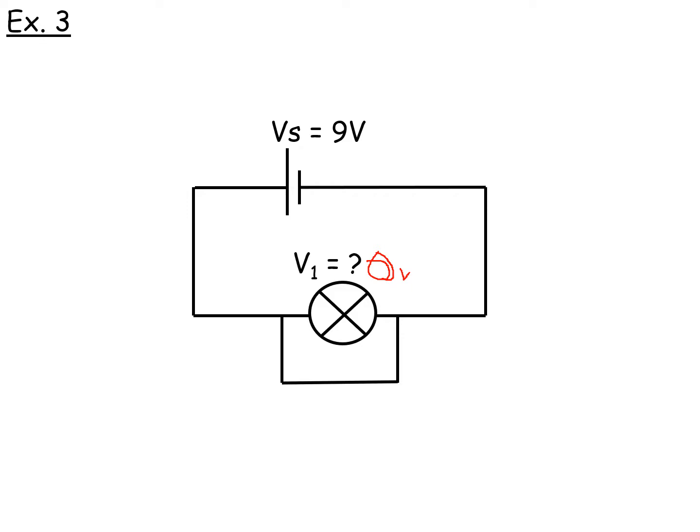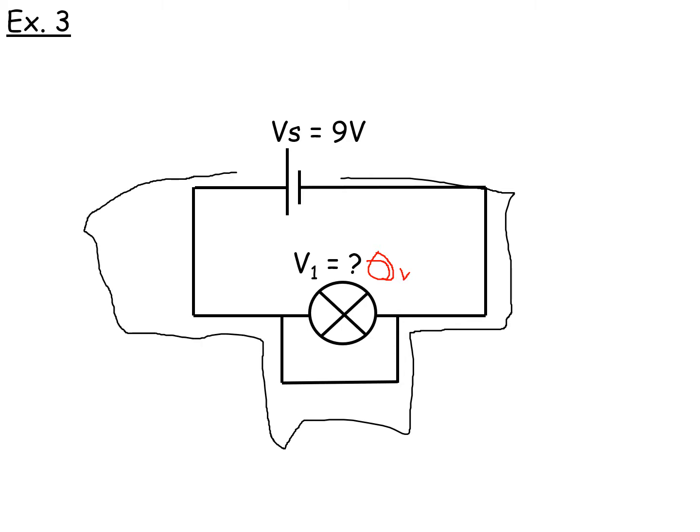Well, the question I want to ask you then is, is there any current flowing through the bulb? And the answer should be no, because remember, if it's a short circuit, the current will take the path of least resistance. So therefore, it means there's no current going through the bulb. If there's no current, there cannot be any voltage either.